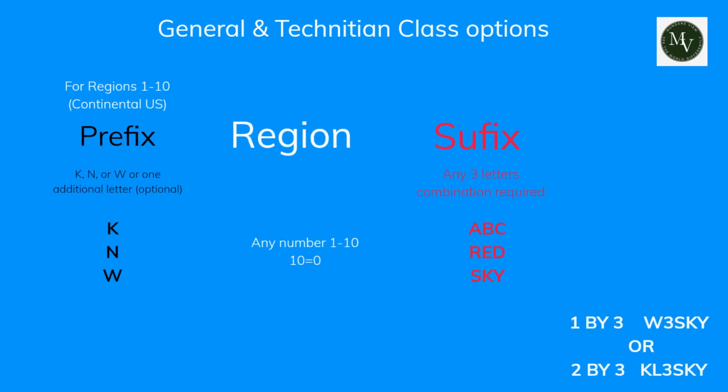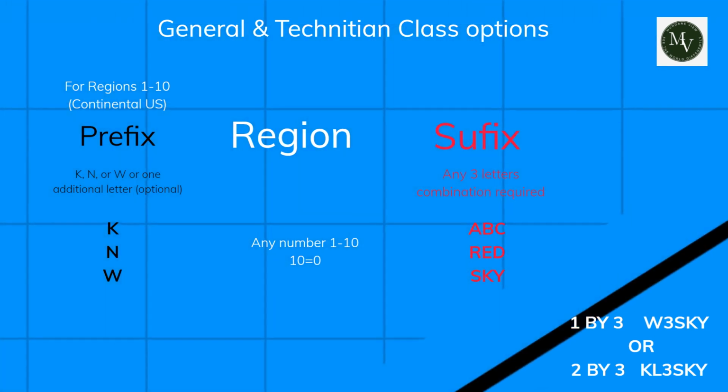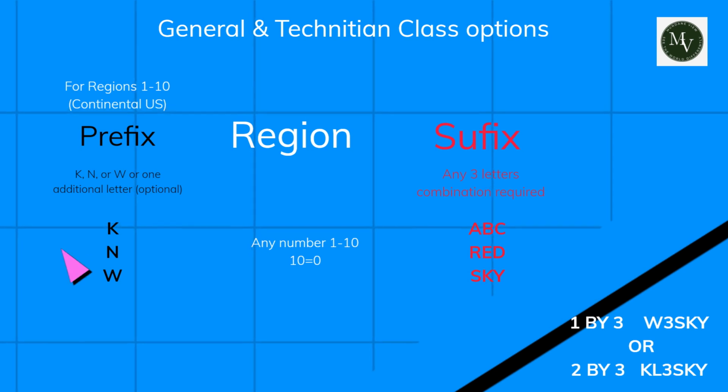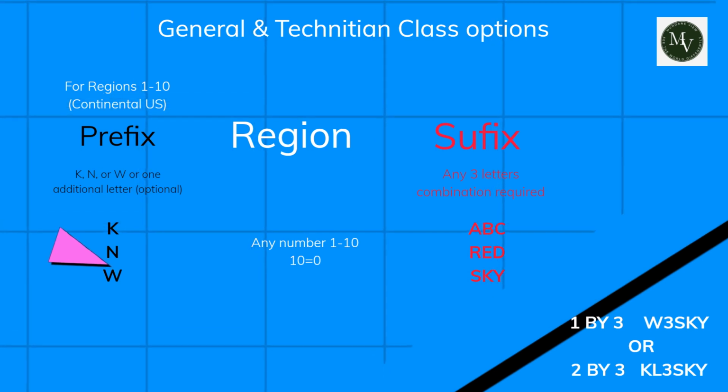For general and technician class options on regions 1 to 10, continental US, the prefix will be limited to letters K, N, or W, or one additional letter optional. For the region, choose any number 1 to 10, when 10 equals 0. And lastly, for the suffix, any 3 letters combination is required with few exemptions.